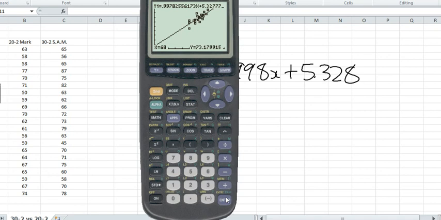Okay, try another one. So second calc, value number 1. Say I got a 75 in 20-2, then I should expect an 80.